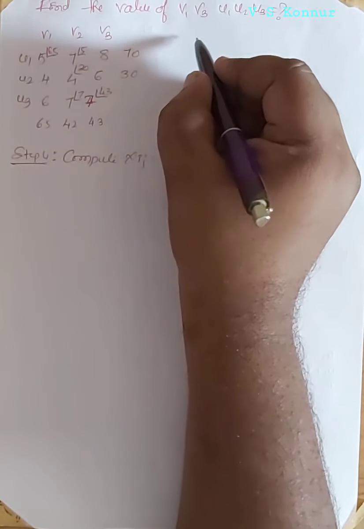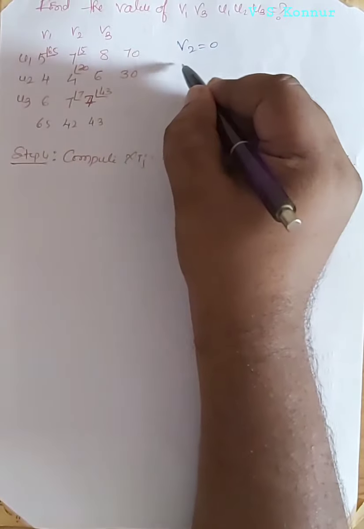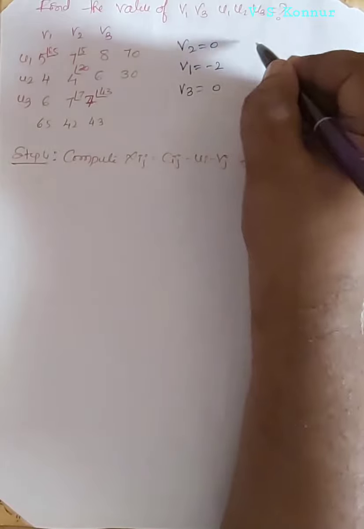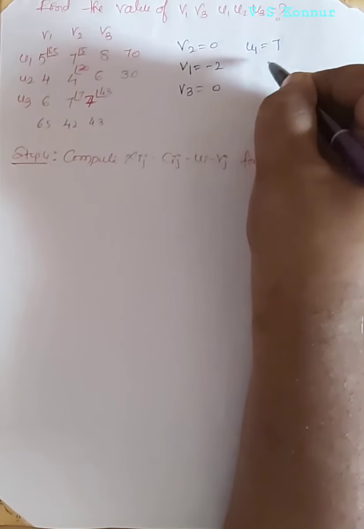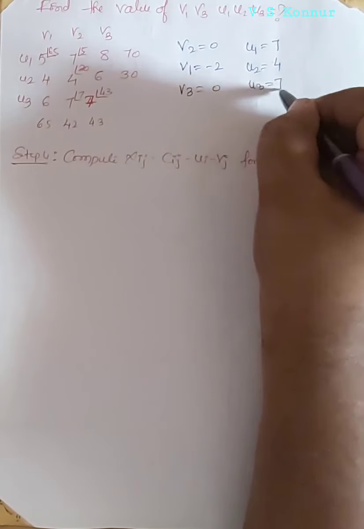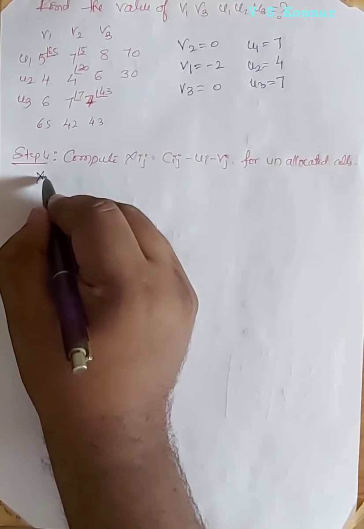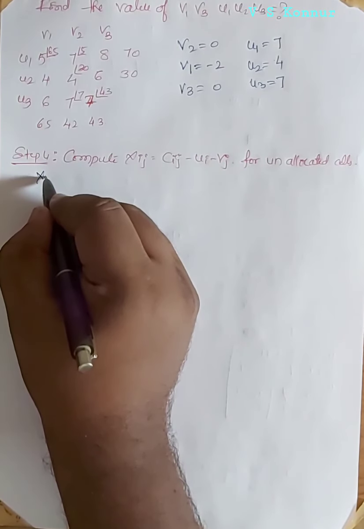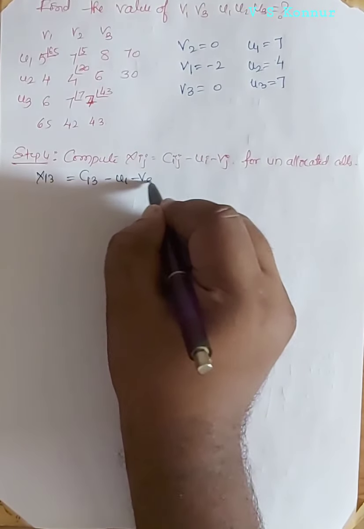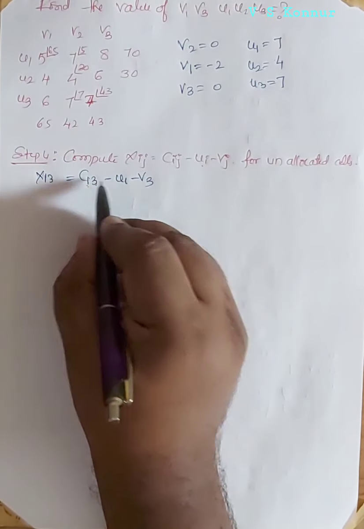Once again, I will write the values which you have calculated in the last step. That is v2 is equal to 0, v1 is equal to minus 2, v3 is equal to 0, u1 is equal to 7, u2 is equal to 4, u3 is equal to 7. These values we have calculated in the last step. Now we will calculate x for unallocated cells, that is x13, that is equal to C13 minus U1 minus V3. This is the formula.